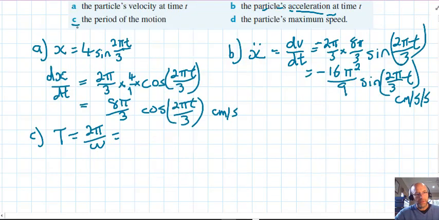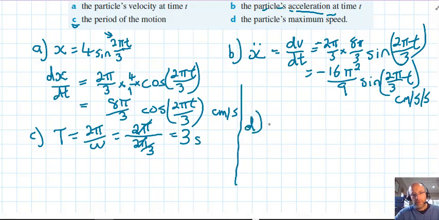Okay, so part C, the period of the motion, so we have 2 pi on omega. So that would be, now let's identify omega from here. From the given expression, omega is 2 pi on 3, so we have a fraction on a fraction. So those cancel out, and we have 3 seconds.